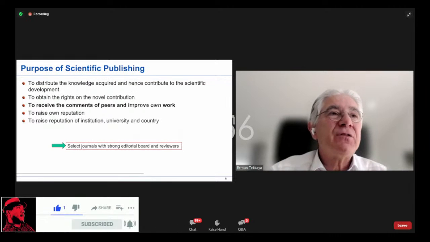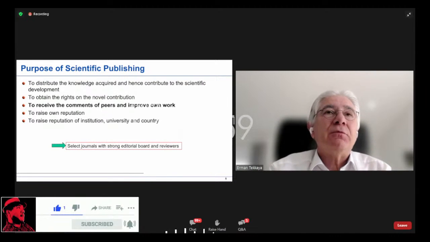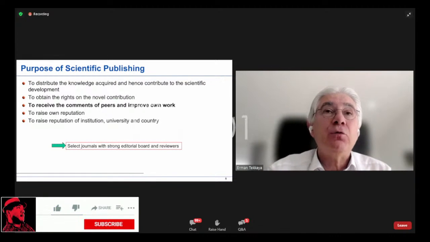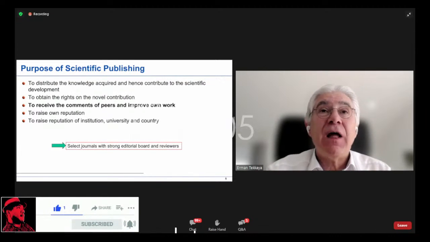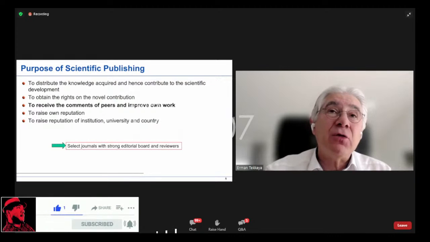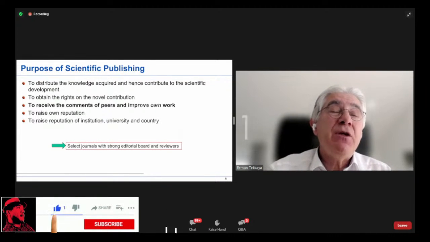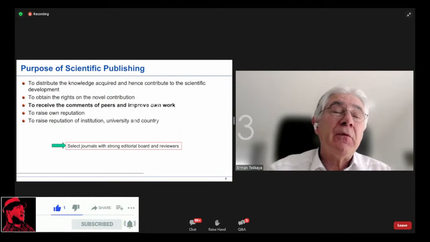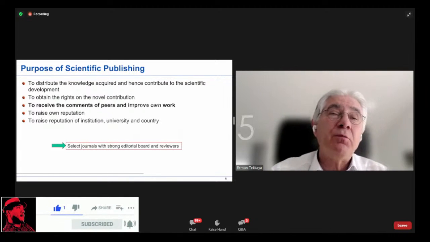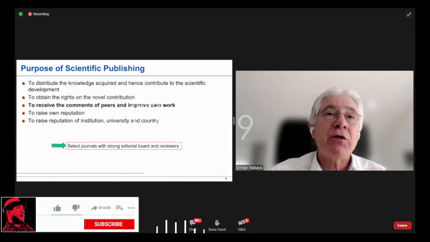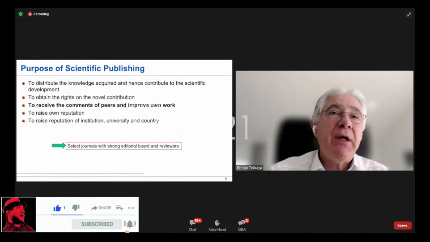To obtain the rights on the novel contribution. So you have found something and you would like to have the rights. It's like a patent. A publication is like a patent on your ideas, on your work. To receive the comments of peers and improve your own work. And I just made that bold because this is very important. That's very much related to the journal to which you send your paper.